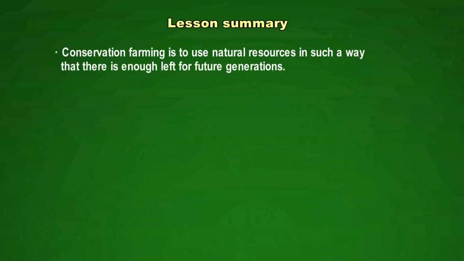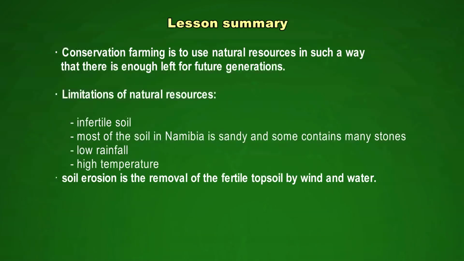Let us have a look at what we learned about conservation farming today. Conservation farming is to use resources in such a way that there is enough left for future generations. The limitations of natural resources are infertile soil. Most of the soil in Namibia is sandy and some contains many stones. Low rainfall. High temperature. Soil erosion is the removal of the fertile topsoil by wind and water.